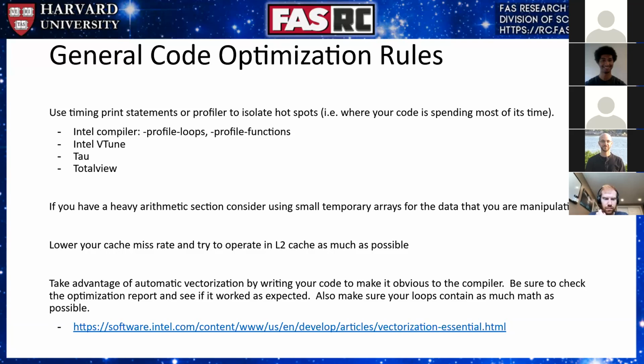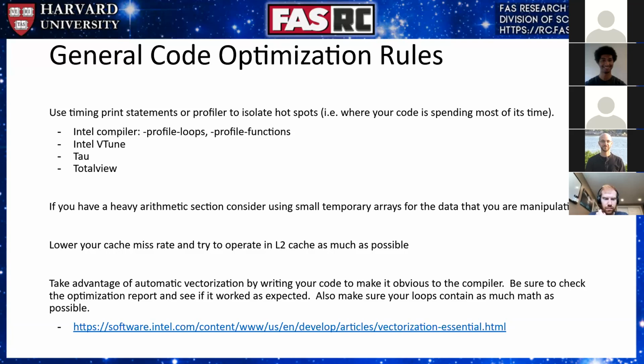If you have a heavy arithmetic section, a section that's just a bunch of math inside of a loop, consider using temporary arrays for data that you're manipulating. So copy all the data you're going to be manipulating within that loop into a temporary array at the beginning. Do all the math on those temporary arrays, and then copy that data back to the larger array you were using for storing. That will allow you to drop into L2 cache just because you've done that. So using small temporary arrays is a way that you can get into L2 cache.